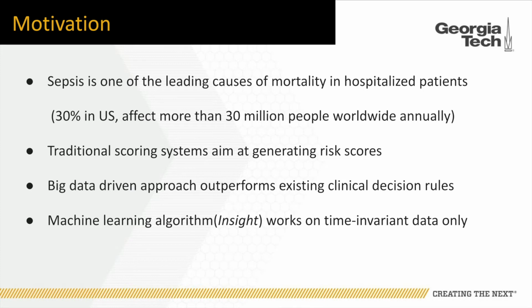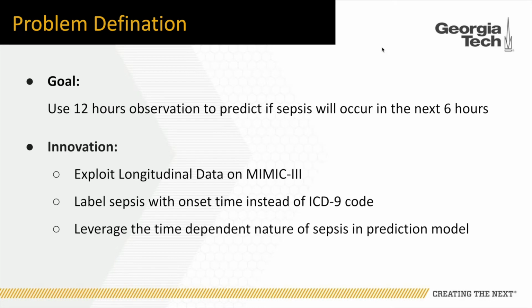One of the shortcomings of current machine learning algorithms is that they work only on time-invariant data. So our goal in this project is to use a 12-hour observation to predict if sepsis will occur in the next 6 hours. The innovation in our project is that we will exploit longitudinal data on patients' electronic health records, and we also relabel sepsis with onset time instead of directly using the ICD-9 code. Furthermore, we are leveraging the time-dependent nature of sepsis in our prediction model.